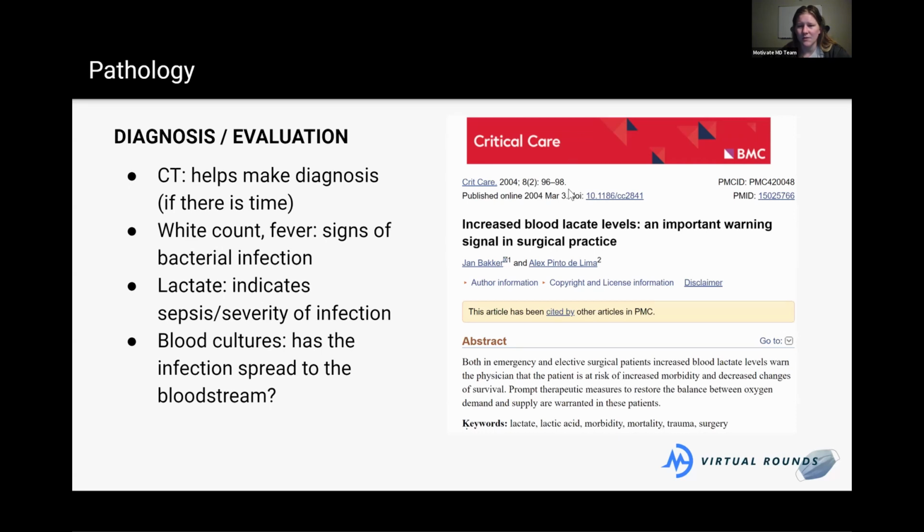And I just put an article here. It's kind of old, from like 2004. But it's basically just showing that lactate can be used as a prognostic measure in critical care situations and in surgical practice as well.